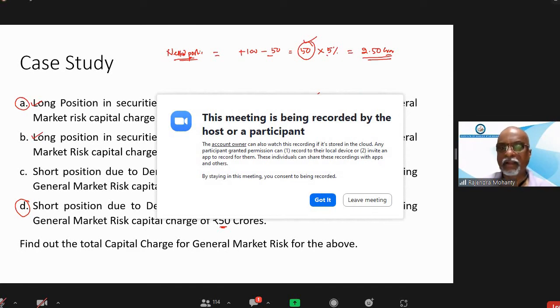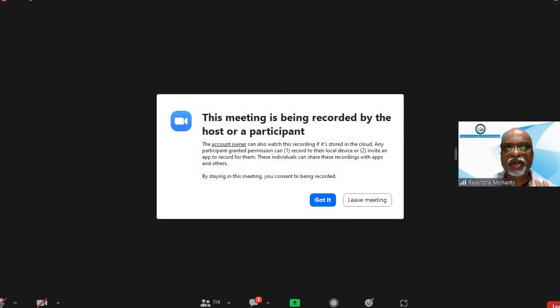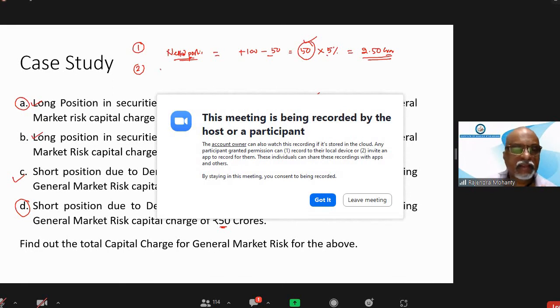Clear? So the first step is done. The next step is to find out which is the lowest maturity band in this position. Which one is the lowest one? C. Very good, C is the lowest one. So the first step we have done; second step, find the lowest maturity band among the rest of the positions. So position C has 6 months maturity. Is it a short position or a long position? It is a short position. Short position of 100.